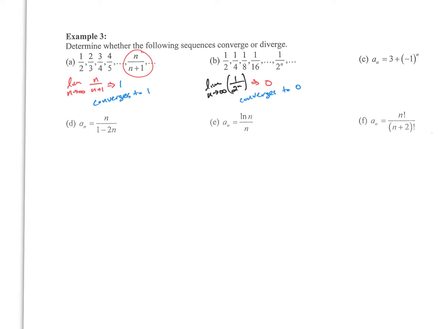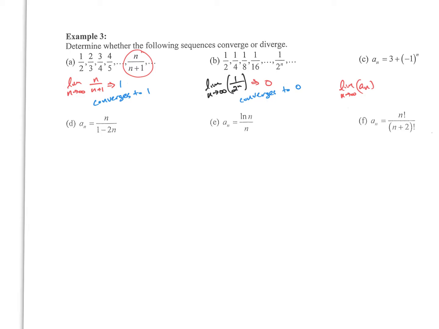All right, let's look at part C. So now I'm going to do a limit as n approaches infinity of a sub n, which is 3 plus negative 1 to the power of n. Now, what happens here? Does it oscillate? It oscillates. Because if I start substituting numbers, when all else fails, let's start substituting numbers.